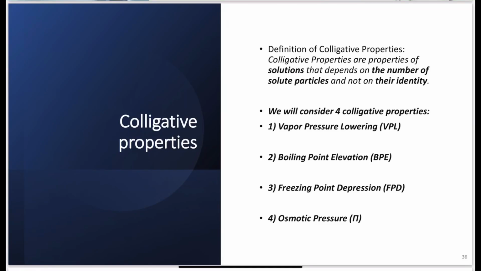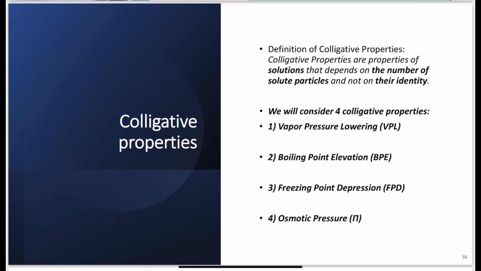Colligative properties. We always talk about colligative properties when we talk about solutions because they are the effect of different things happening to a solution. A colligative property is defined as a property of a solution that's dependent on the number of solute particles, but not the identity of those particles. So it doesn't matter what the particle is, okay? It just matters how many particles are present.